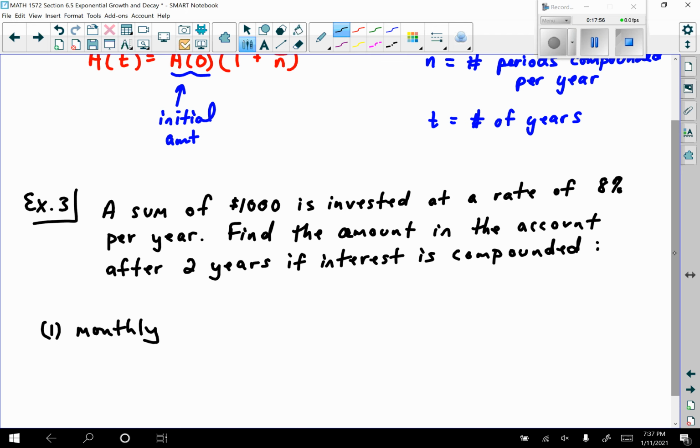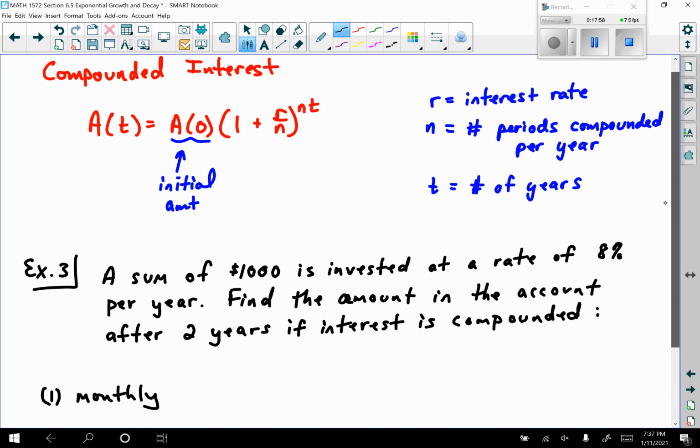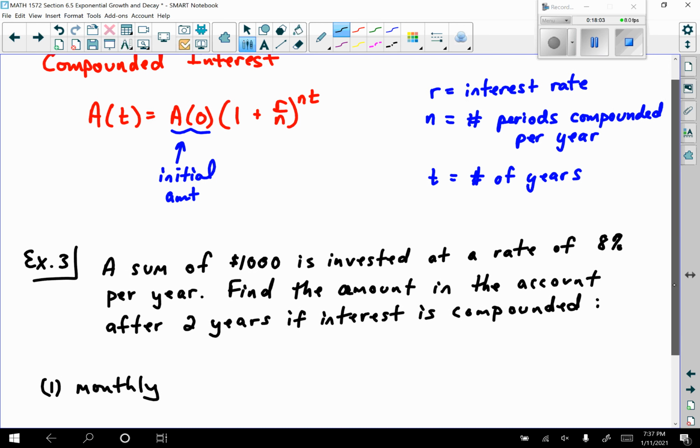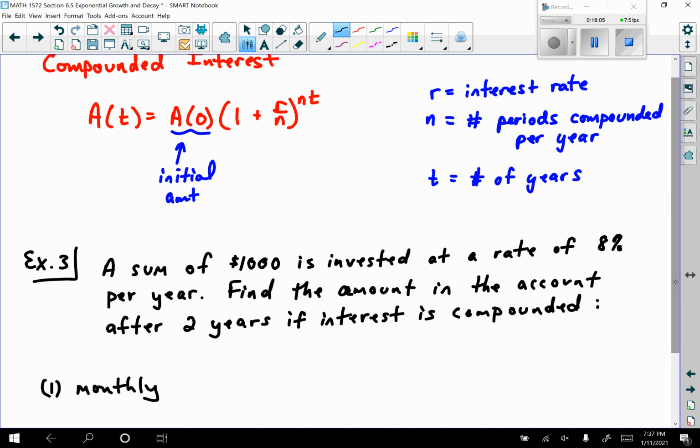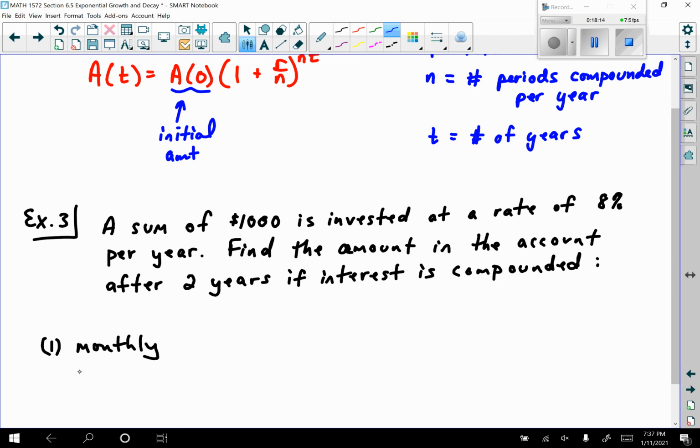Now, if you want to pause the video and give this a try, use the formula here. All right, so for monthly, that means the interest is compounded once a month, so 12 times a year. So that means n is 12. And again, this is for 2 years, so t is 2. And r is going to be 0.08.